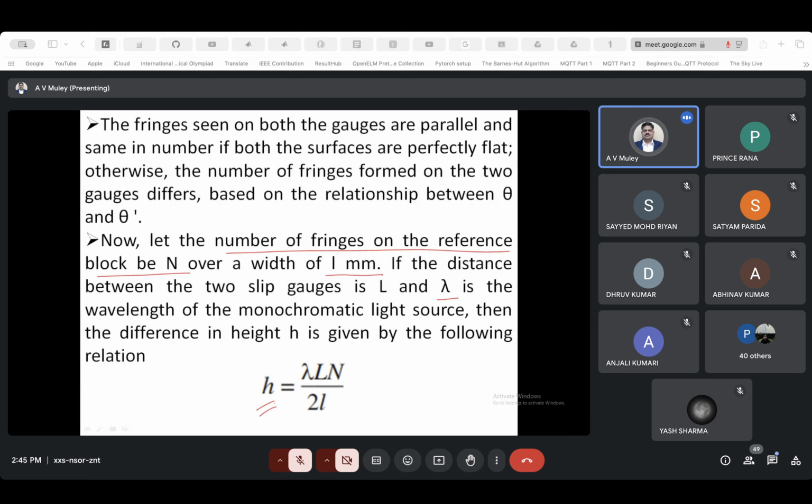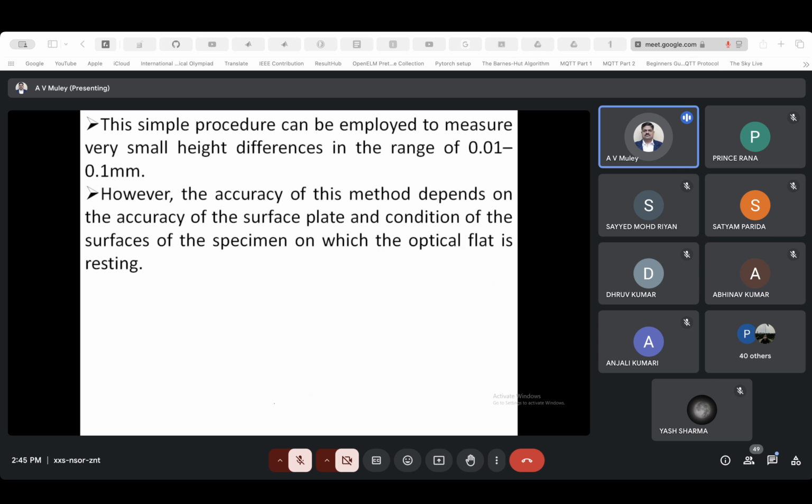मेजरमेंट। सो h इज नथिंग बट लैम्डा L n बाय 2 टाइम्स ऑफ दिस पर्टिकुलर L। तो ये मिलेगा क्योंकि एंगल बहुत छोटा है, तो वो कॉस थीटा होता है, बट वो एंगल छोटा है, तो यू कैन सिंपली राइट द लैम्डा बाय 2। The simple procedure can be employed to measure the very small height difference in the range of say 0.01 to 1 mm. However, the accuracy of this method depends on the accuracy of the surface plate and condition of the surfaces of the specimen on which the optical flat is resting.